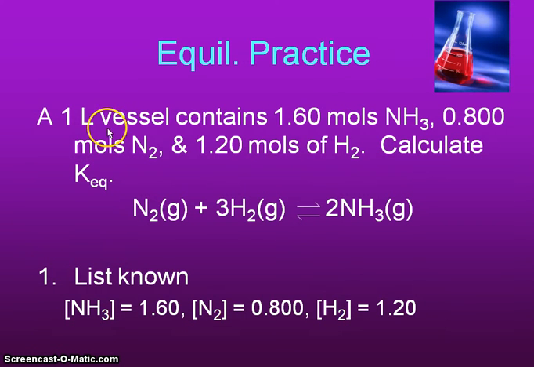And this one made it pretty easy for us. It told us moles and that it's all in a 1 liter container. So moles divided by liters would be the same as how many moles it would have. So our ammonia is 1.6, our nitrogen is 0.8, and our molarity for our hydrogen is 1.2. Now that's not always the case. Sometimes you're already given molarity, and then other times they'll give you a volume that's not necessarily 1. So just make sure that you calculate those out first.